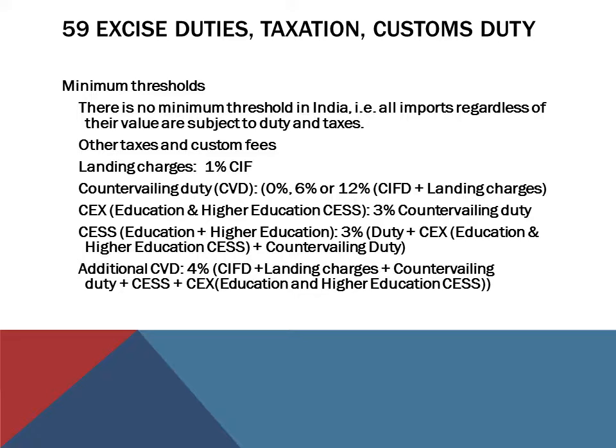Cess, education plus higher education, 3% of duty plus CVD. Additional CVD 4% on CIF plus landing charges plus countervailing duty plus cess plus education and higher education cess.